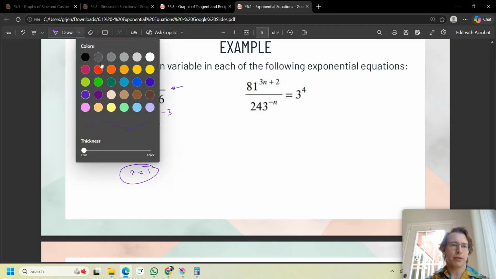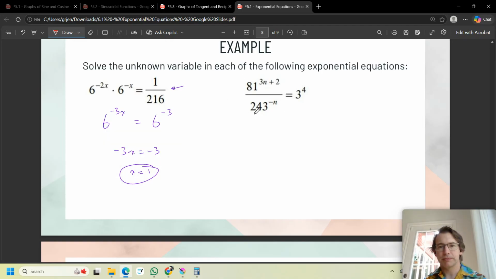Okay, this one over here, looking red for a change. Looks like we're going to be working in powers of 3. It's good to have a number of these memorized. Okay, so 81 is 3 to the 4, and we're raising that to the 3n plus 2, all over 3 to the 5 raised to the minus n, and that's all equal to 3 to the 4.